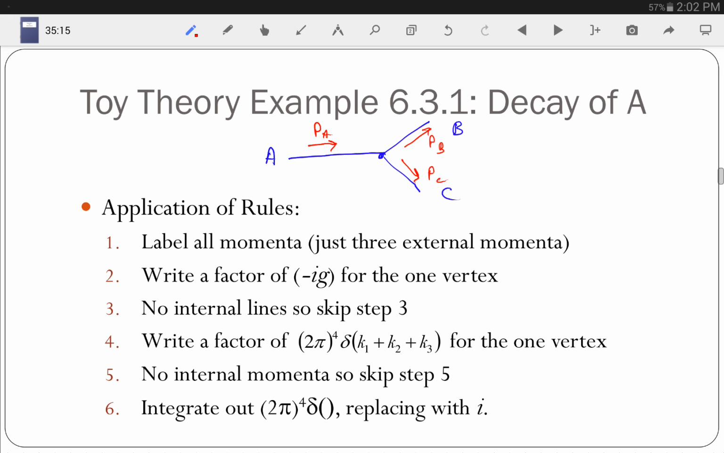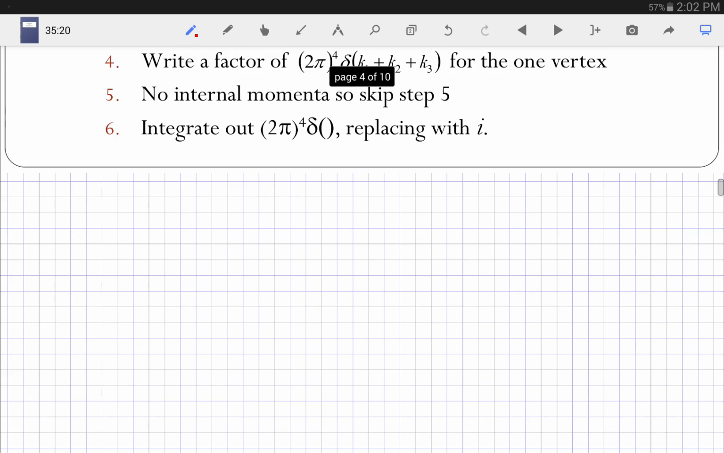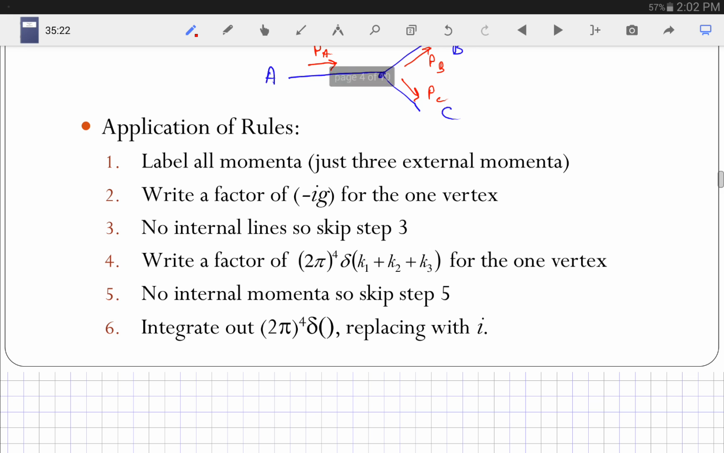Okay, so my first thing to do for toy theory is, for step 2, write down just minus IG. Just one because I only have one vertex. So that was rule 2. Now I go to rule 3. Rule 3 said for each internal line, write a factor of, well, there's no internal lines. It's just the incoming and the outgoing. So I skip right by rule 3.